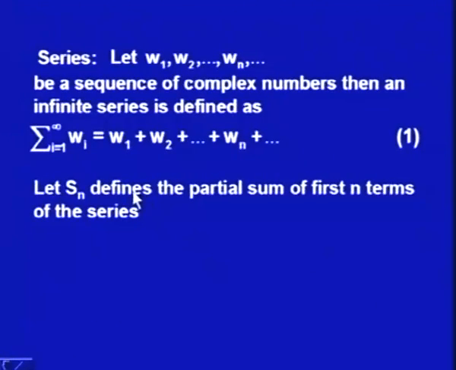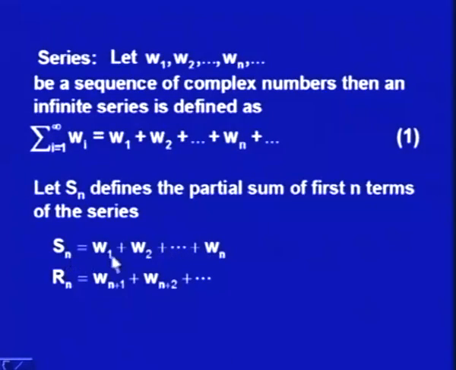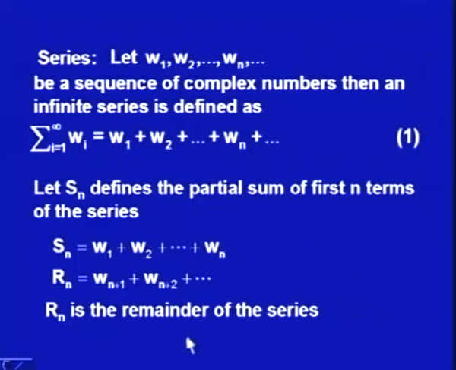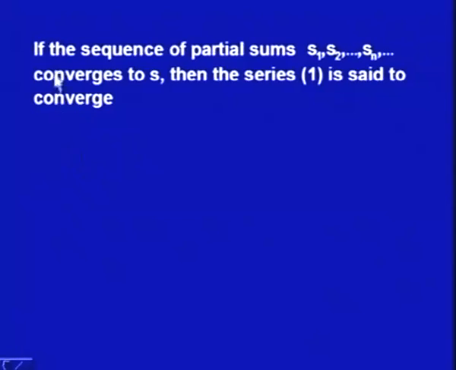Let Sn define the partial sum of the first n terms of the series. That means we have Sn equal to w1 plus w2 plus up to wn, then Rn is the sum of the remaining terms, starting from w(n+1) plus w(n+2) and so on. Then Rn is called the remainder of the series, and if the sequence of partial sums S1, S2, Sn converges to S, then the series is said to converge. So, this S is equal to Sn plus Rn.